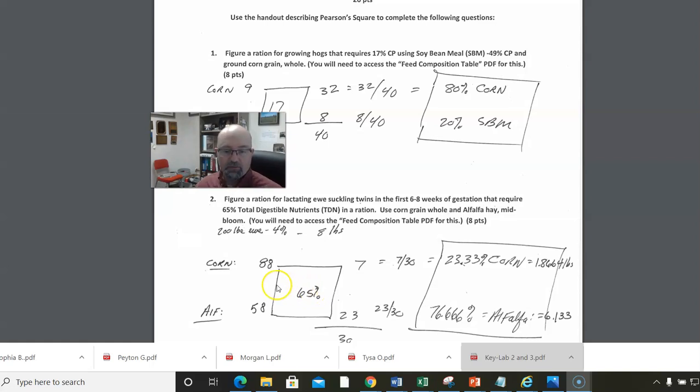I saw in a couple labs where people had switched this and were trying to put crude protein numbers here, and that just won't work. We have to use TDN if TDN is what's in the middle. We do our differences diagonally.